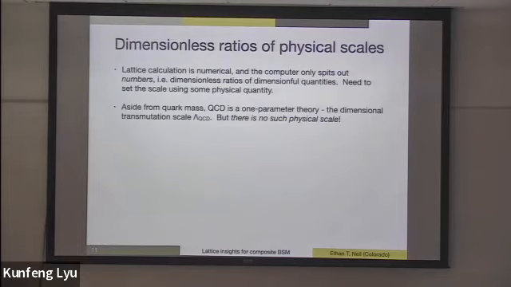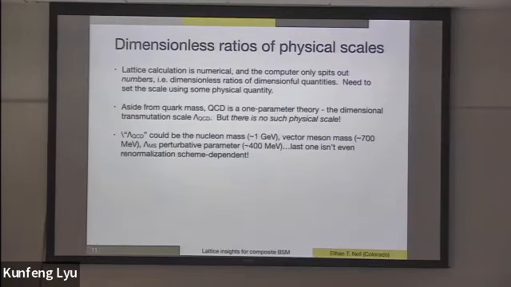If I ignore the quark mass for a moment, QCD is a one parameter theory, right? There's a dimensional transmutation scale, like lambda QCD, and that fixes the coupling measured at some momentum scale. That's the only parameter I need to fix. If you're doing phenomenology, you might write down lambda QCD and say that's the scale of the theory. The problem is there's no such thing as lambda QCD. It's not a physical scale. So if you say lambda QCD, you should say what you mean.